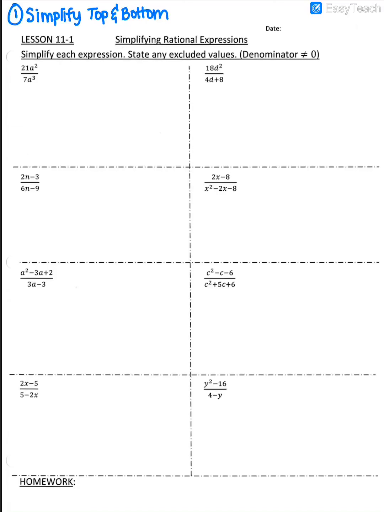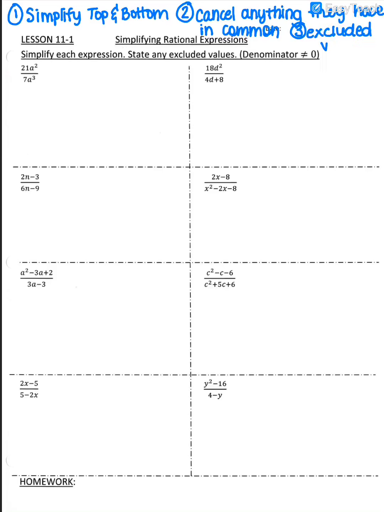Okay, so we're going to simplify the top, we're going to simplify the bottom, and then our second step will be to cancel anything they have in common. And then our very last thing that we'll do is do any kind of excluded values if they ask for it. Some of your problems on your homework will ask for excluded values, and sometimes they don't. So just always look for that first so that before you go and find the excluded values, you know whether or not you're going to need them. Okay, so let's kind of jump in.